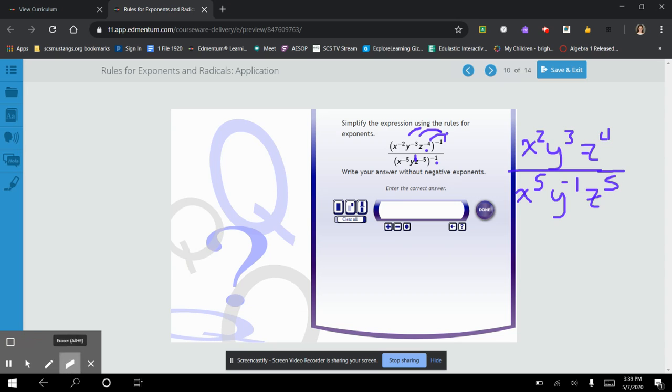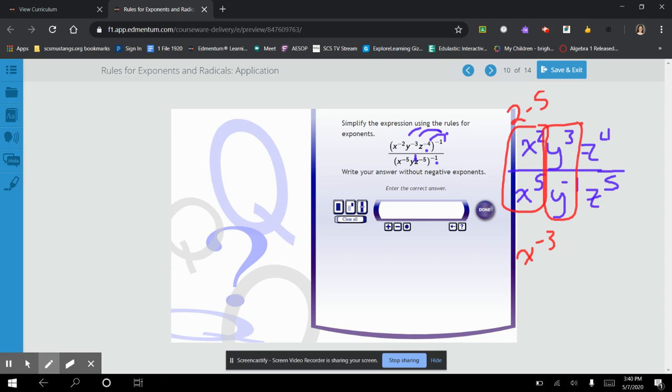So then I'm going to go through and simplify numerators to denominators. Here I've got 2 minus 5, so I'm going to have x to the negative 3. Looking at the next one, I've got 3 minus a negative 1, so it's the same thing as 3 plus 1. So y to the 4th. And then 4 minus 5 is going to give me a z to the negative 1.